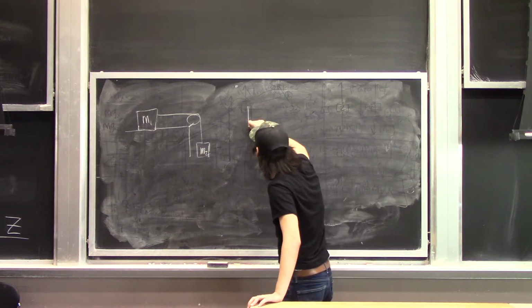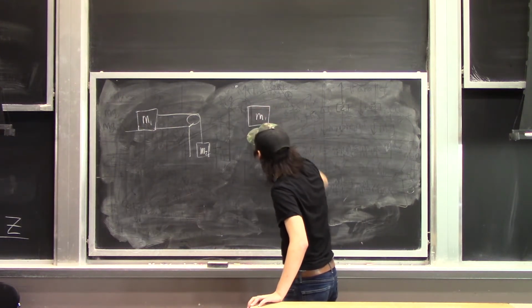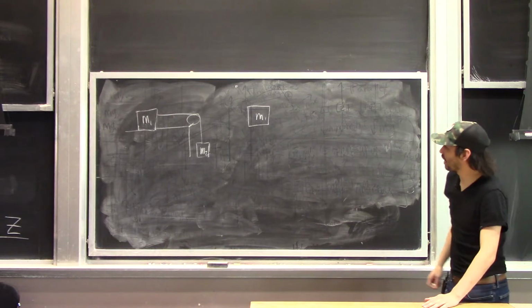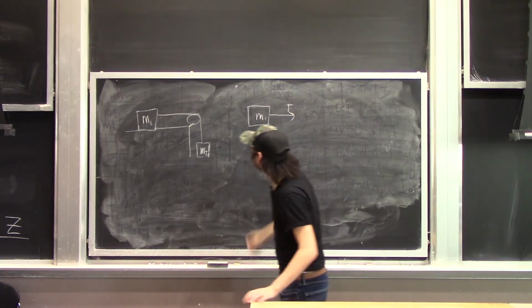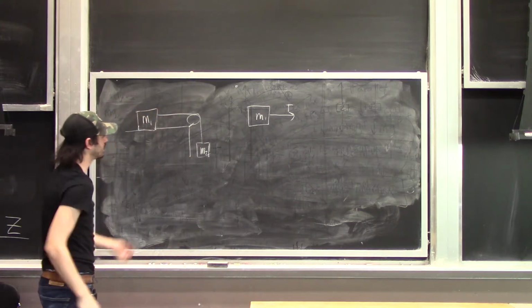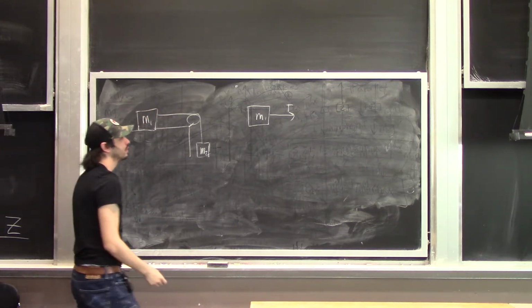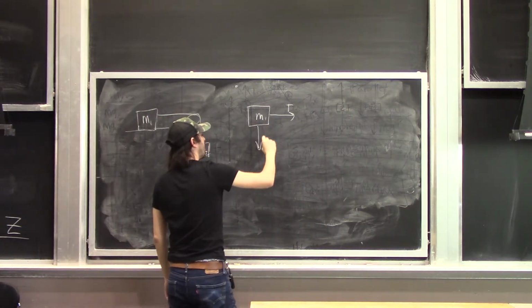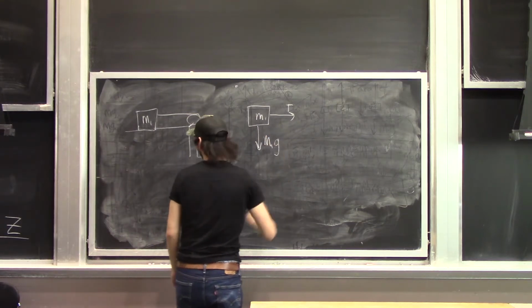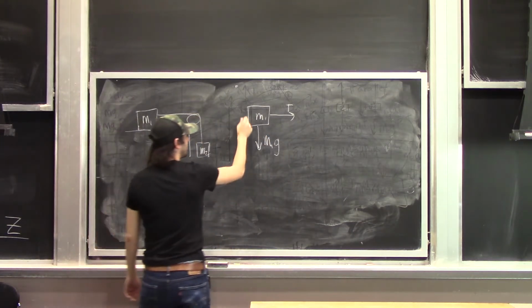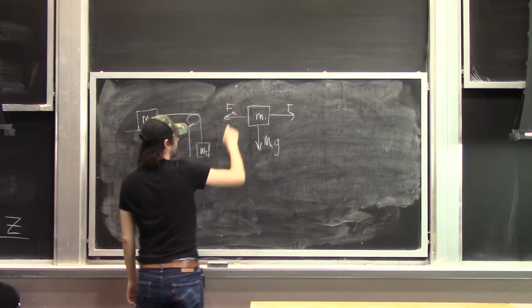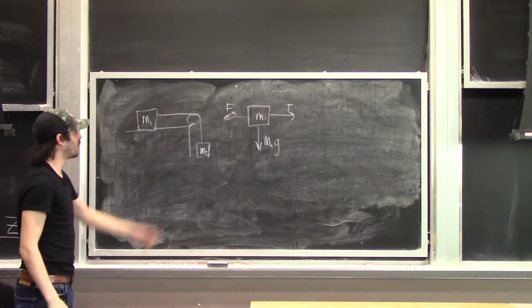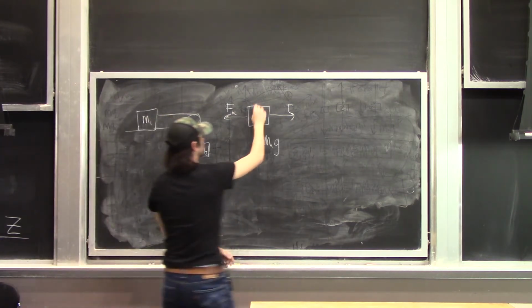So for the mass M1, we're going to have 4 forces acting on it. The first one is the tension force, the force that the string exerts, pulling it off the table. Then we have the force of gravity, which is M1 g. And we have the force of friction, which is the force of kinetic friction because it's in motion. Finally, we have the normal force.